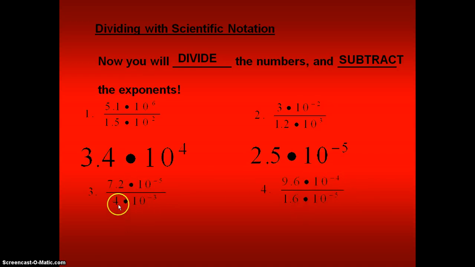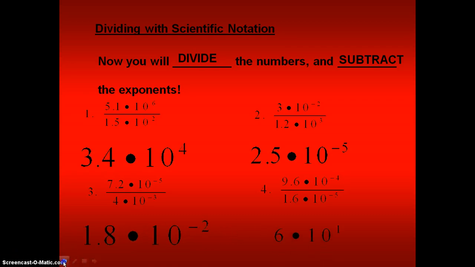All right, let's do it again. You're going to divide those first two numbers. So divide 7.2 by 4. And then you're going to subtract the exponents. Negative 5 minus negative 3. Careful with that double negative. You're actually going to be adding in this case. Double negative means addition. So the division part here is going to give you 1.8. We like that number once again. And then you have 10 to the negative second power.